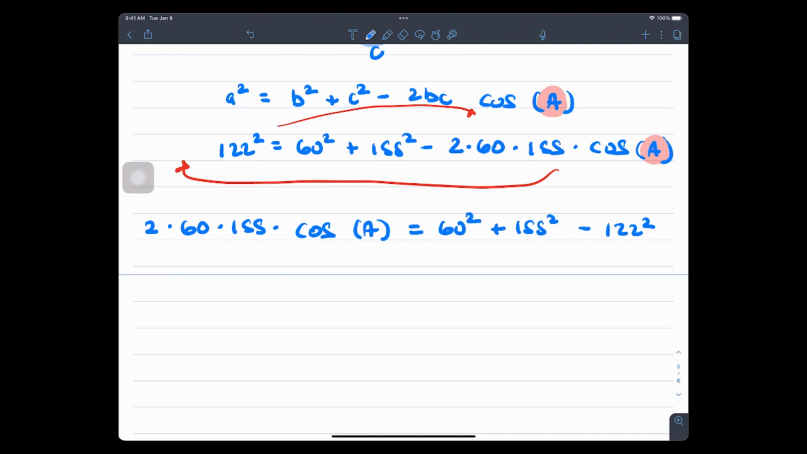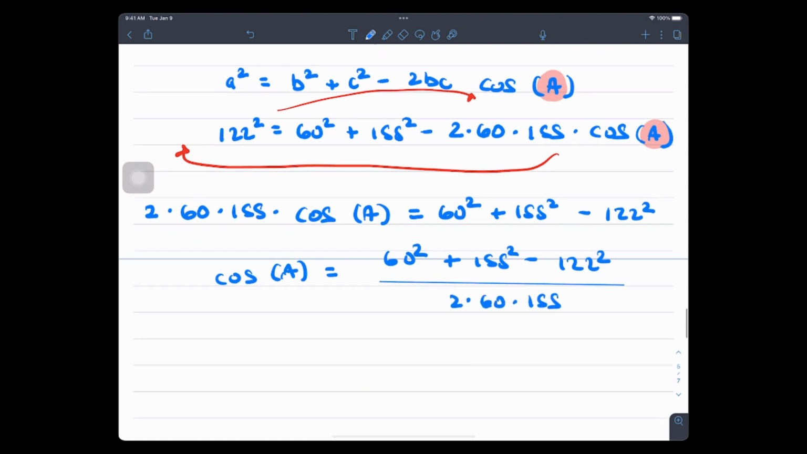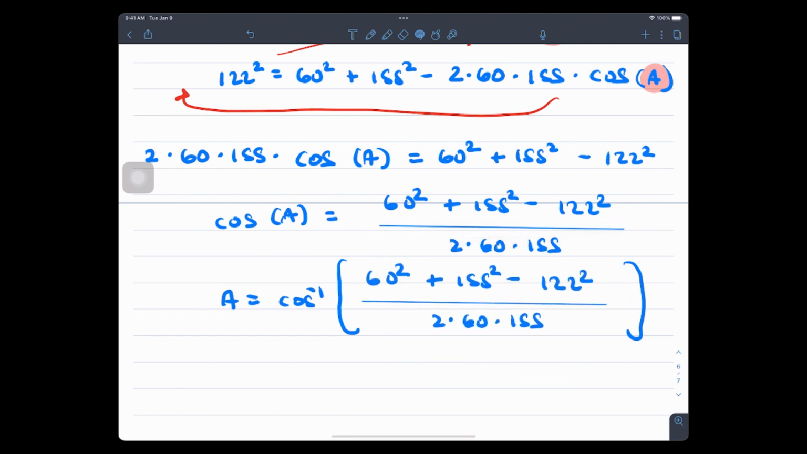Now, what do you guys do? You divide both sides by that 2 times 60 times 155. It goes away on the left, but it stays on the right. So, ladies and gentlemen, this is some solving skills here, okay? And you get 2 times 60 times 155. And then you use the inverse cosine of everything you have here.